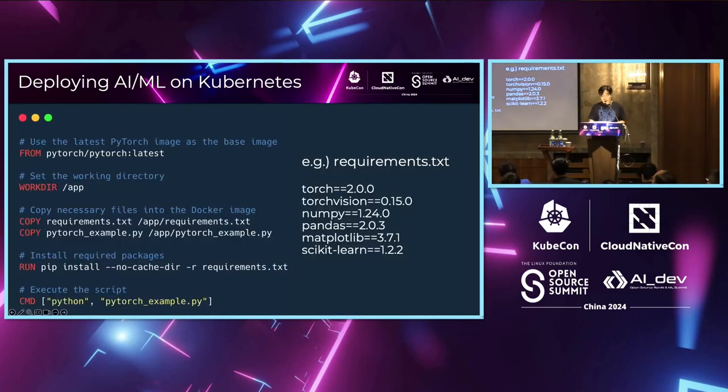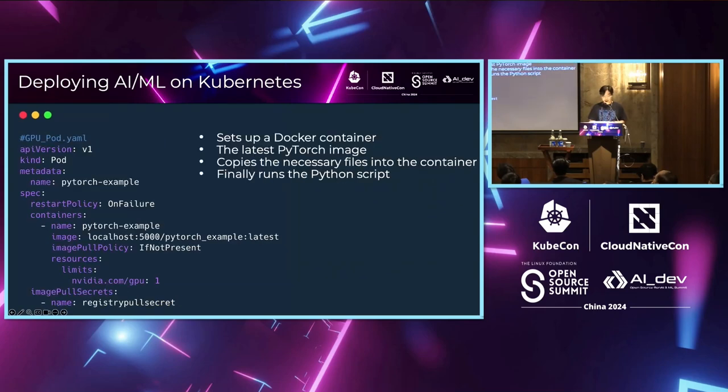Yeah, this is the Dockerfile, how to make this AI service into container images. And then one example of the YAML file, how to make the pod on your Kubernetes.